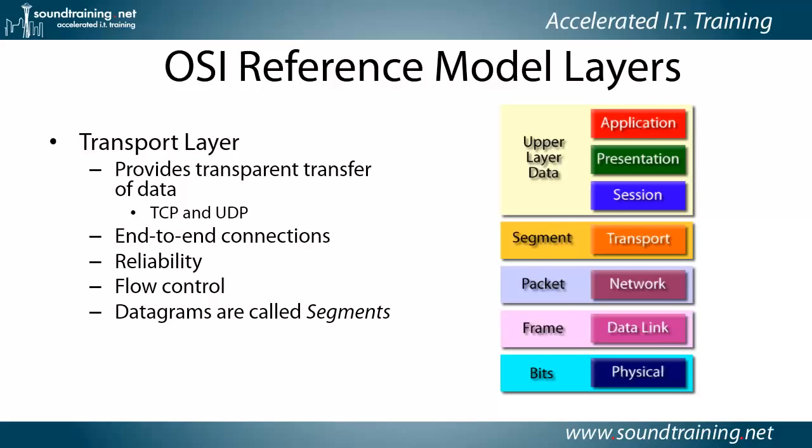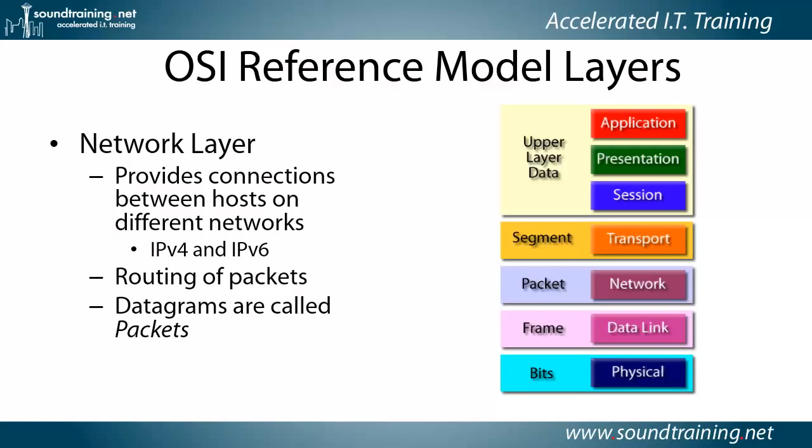Good example of that is VoIP packets often will use UDP because they're more sensitive to latency than they are to packet loss. The transport layer provides end-to-end connections, also reliability, flow control, and the datagrams at layer 4, the transport layer, are called segments.